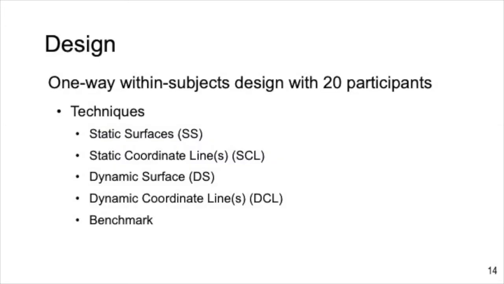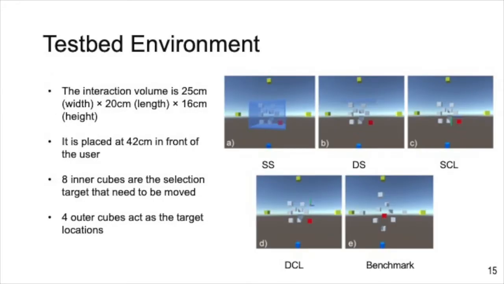Now I'm going to describe the experiment. We employed a one-way within-subjects design with 20 participants. The 5 conditions are shown in the slides. Here are sample test bed environments for the 5 conditions.